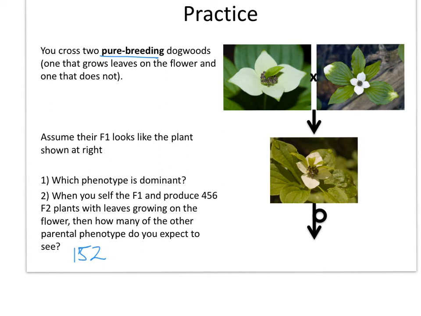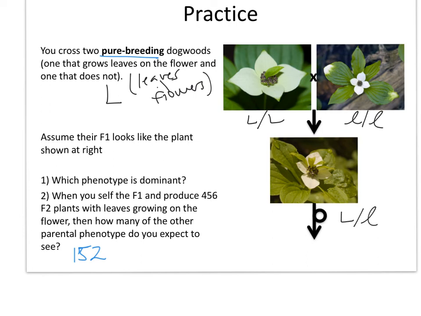So we know that the parents are pure breeding, so they're homozygous. So I'm going to use capital L for leaves in the flowers. Okay, so that would be, we define by doing this cross, because that offspring has a leaf in the flower, that the capital L, the leaves in the flower allele, is dominant. So we get a heterozygote F1.